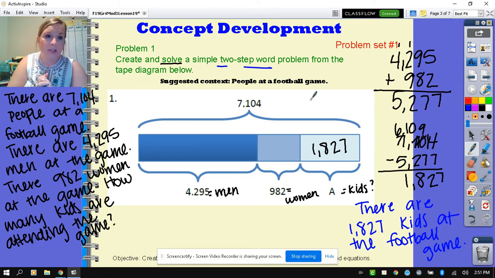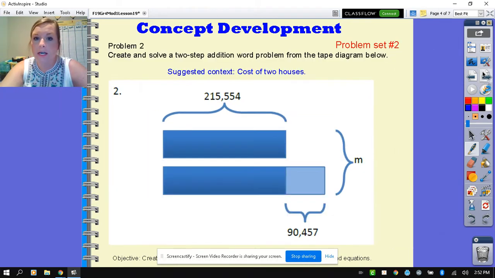They are going to look very similar. I'm going to give you guys a few more examples, though. So our next one is the cost of 2 houses. So again, we're going to create and solve a 2-step addition word problem from the tape diagram below. So the suggested context is the cost of 2 houses.